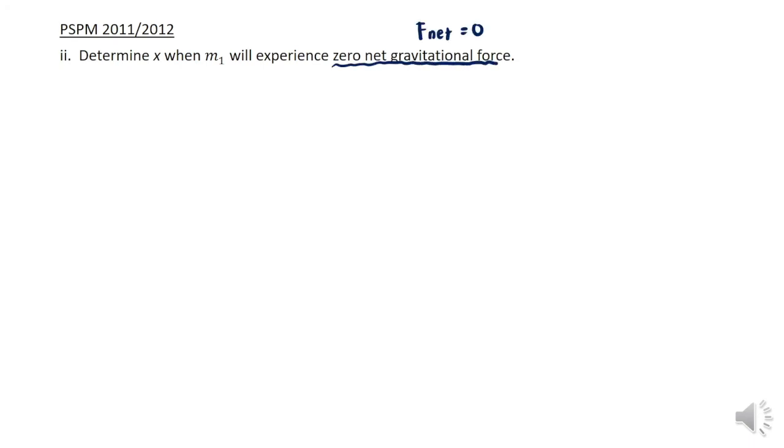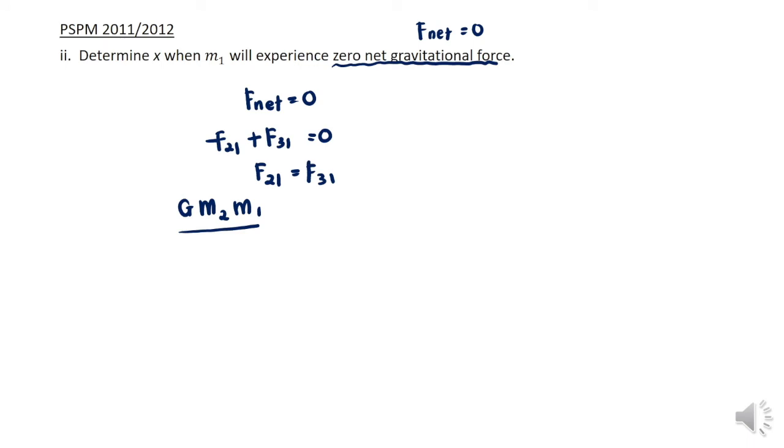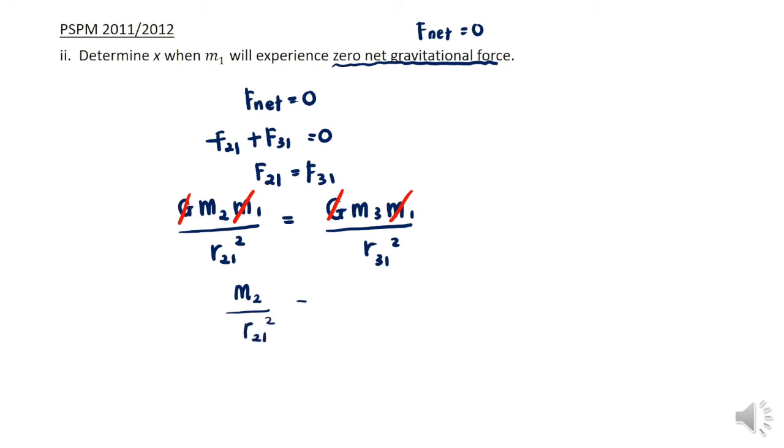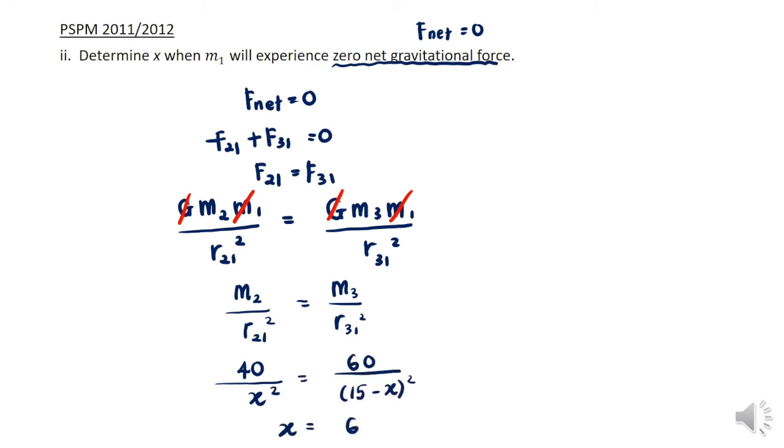Next we need to solve to find the value of x when M1 experiences zero net gravitational force. So we have negative F21 and positive F31 based on their opposite directions. This means F21 equals F31. So we use the equation for gravitational force, cancelling out all the similar unknowns. We are left with M2 divided by r21 squared equal to M3 divided by r31 squared. Substitute all the information given, so we get the final answer for x to be 6.74 meter.